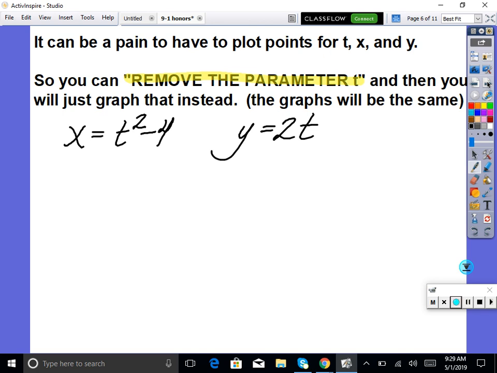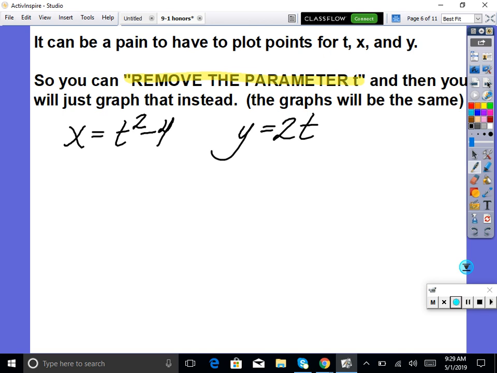Or they might say, what we're doing is, instead of doing a TXY chart, we want to create rectangular coordinates, meaning we want to just have a regular, good old school y equals a function of x. So that's what we're going to do, is we're going to remove the parameter of t.